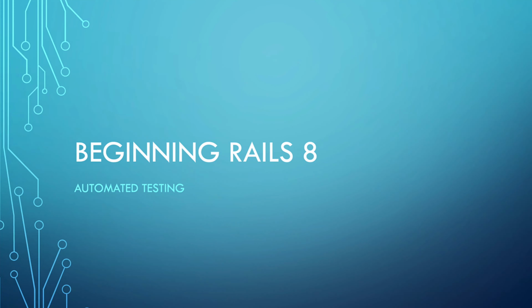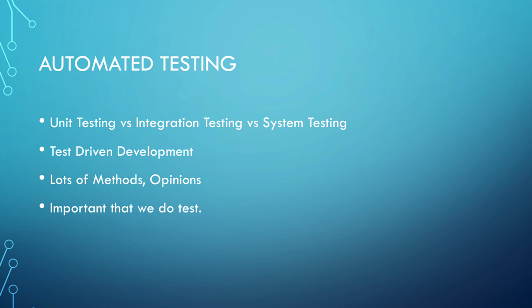Welcome to this video on beginning Rails 8, where we're going to cover automated testing. Automated testing is when we have our tests run automatically as we're developing, so that we can figure out when there are errors and fix them before we even make a commit or push to GitHub. We can also use automated testing as part of the Git push, so the push could get rejected if our tests fail.